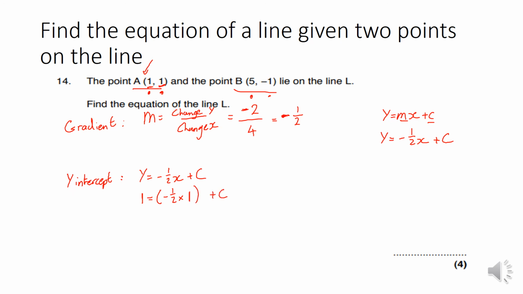So anything times 1 is just itself, so we've got 1 equals minus 1/2 plus c, because we've just simplified this bracket down to minus 1/2. And then if we add 1/2 to both sides, we have 3/2 equals c. So all we've done is add 1/2 to both sides, so 1 plus 1/2 is 3/2. So we've worked out c, we know our gradient, we've got all the information we need. So we've got y equals minus 1/2 x, plus c, which is plus 3/2. So y equals minus 1/2 x plus 3/2.